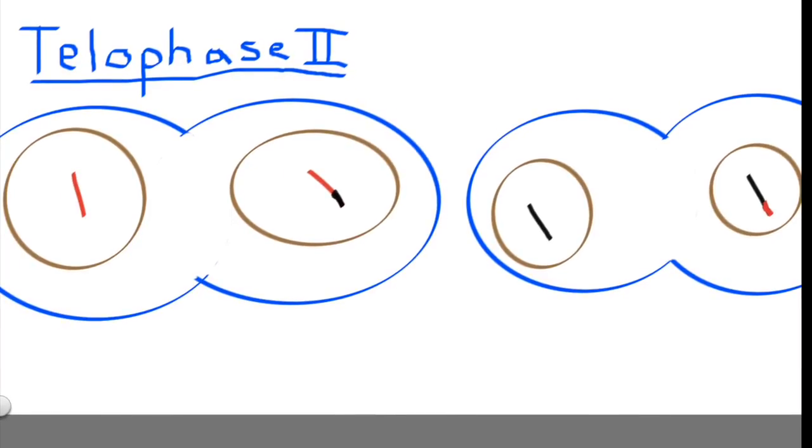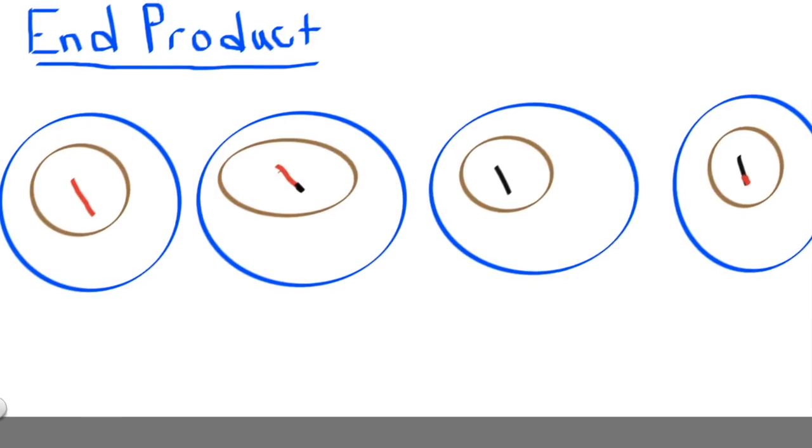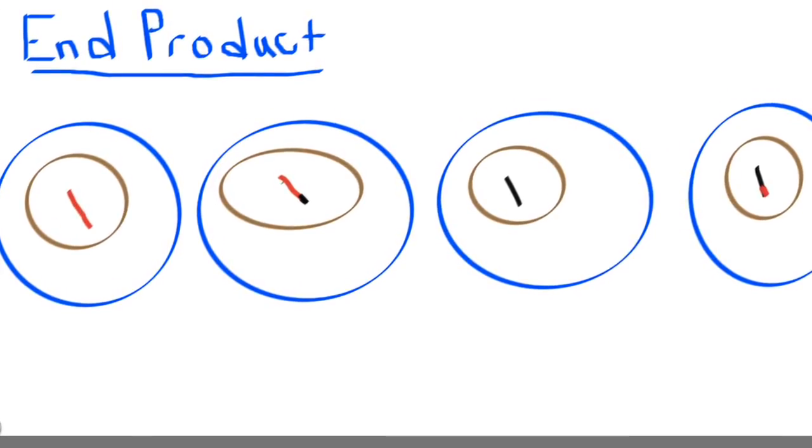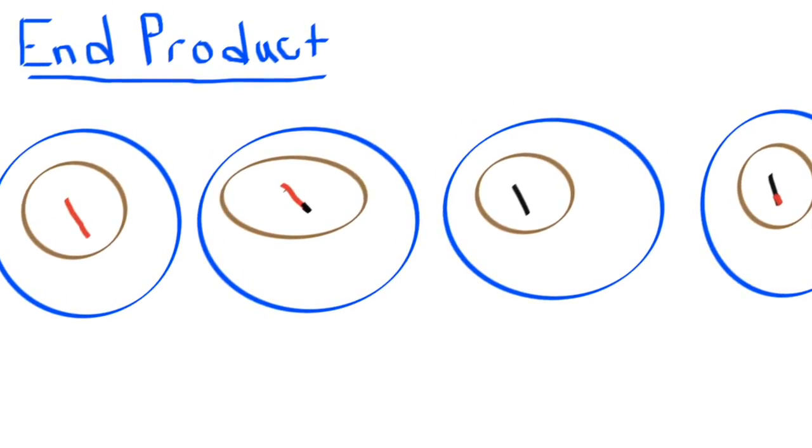Telophase 2 is where the cell splits again and the nucleus forms. The cells are now completely divided and meiosis is complete. These cells move on to become sperm or eggs through different processes.